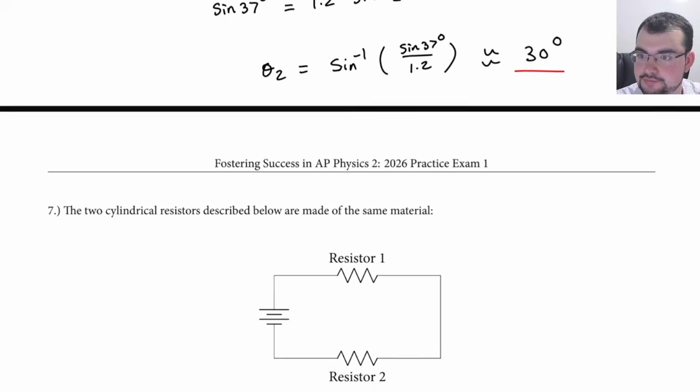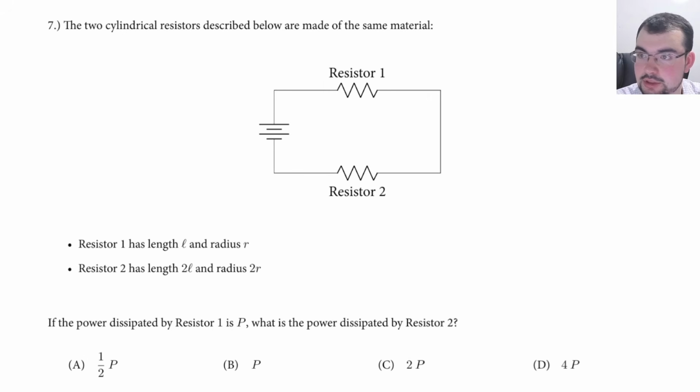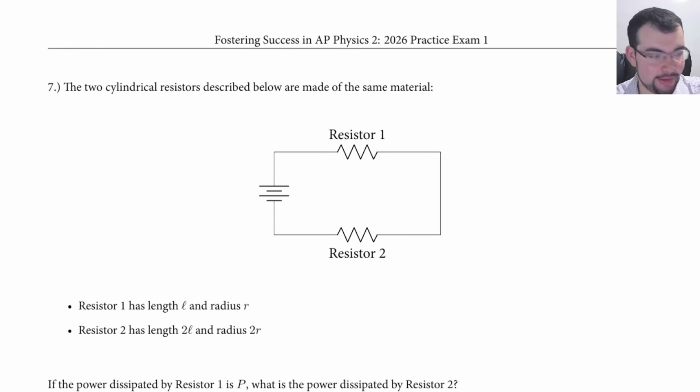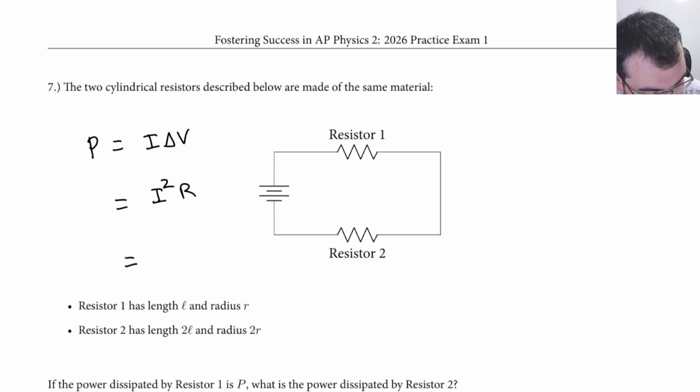Pretty standard. All right, the two resistors described below are made of the same material. Resistor 1 has length L and radius little r. Resistor 2 has twice the length, twice the radius. We're comparing power. Okay, well, we have three expressions for power. We have the definition, which is usually not helpful. We have I squared R, and we have V squared over R.